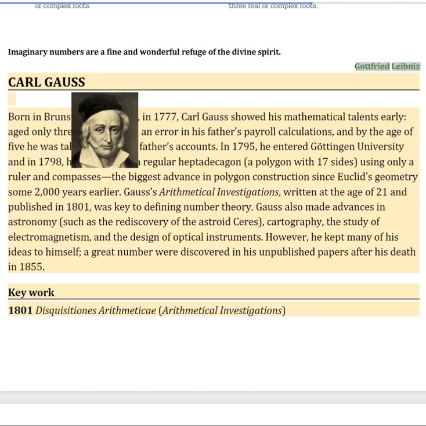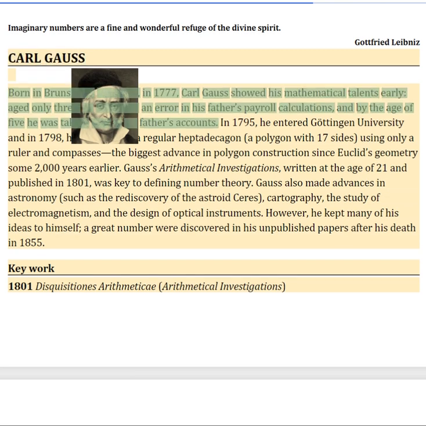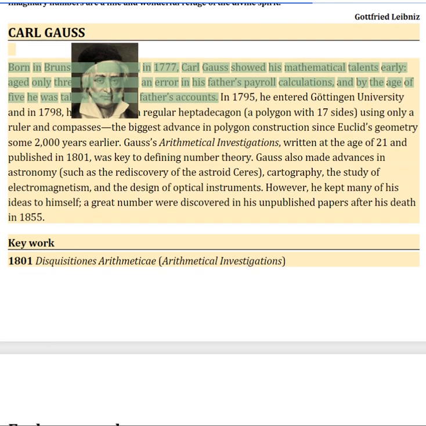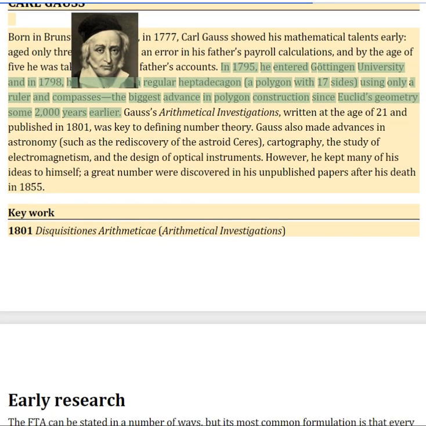Karl Gauss. Born in Brunswick, Germany, in 1777, Karl Gauss showed his mathematical talents early. Aged only 3, he corrected an error in his father's payroll calculations, and by the age of 5 he was taking care of his father's accounts. In 1795, he entered Göttingen University, and in 1798, he constructed a regular heptadecagon using only a ruler and compasses, the biggest advance in polygon construction since Euclid's geometry some 2,000 years earlier.